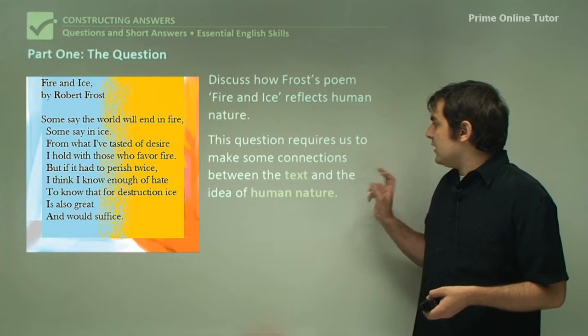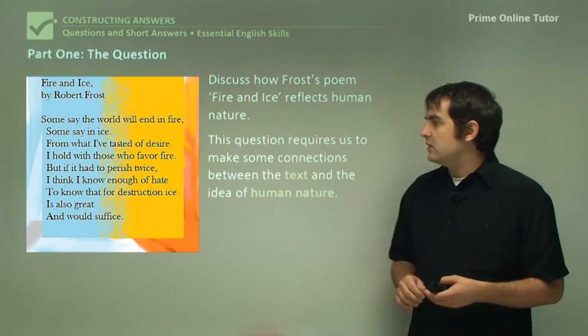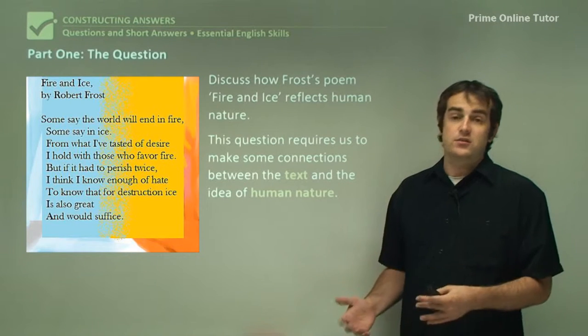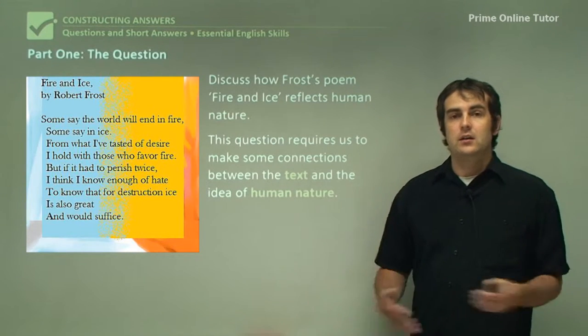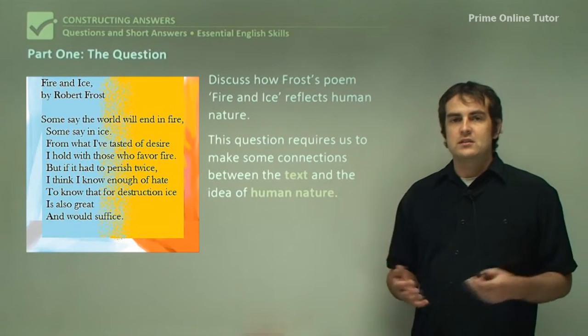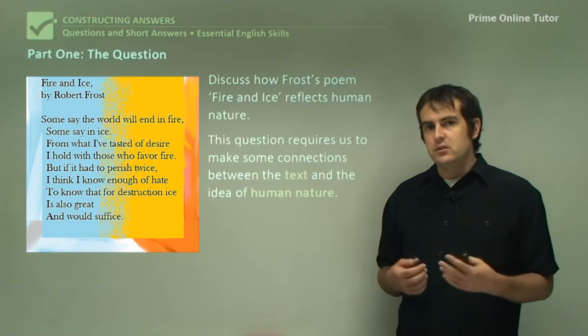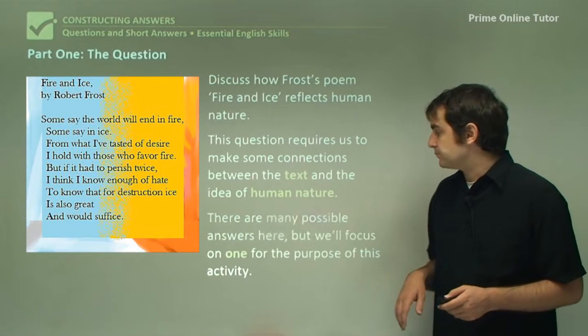So you need to connect the idea of essentially text and human nature. You need to put those two things together, and that's a little bit difficult to do, seeing as I just told you the poem's about the world ending. So how does that really refer to human nature if it's just about what we consider to be the world ending? Well, it can mean a number of things, and that's what the interpretation of the poem's all about.